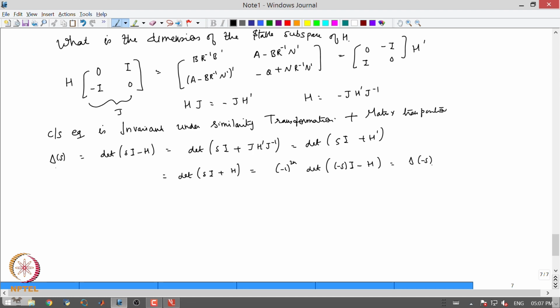So, delta of s was equal to delta of minus s, which shows, what does this mean? This means that if some lambda is an eigenvalue of H, then minus lambda is also an eigenvalue, and moreover it is of the same multiplicity.